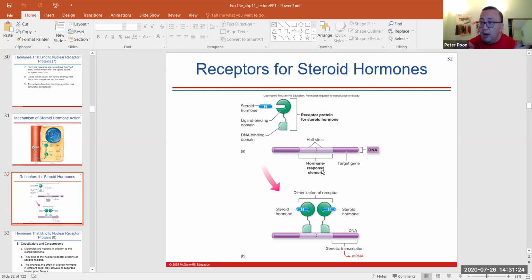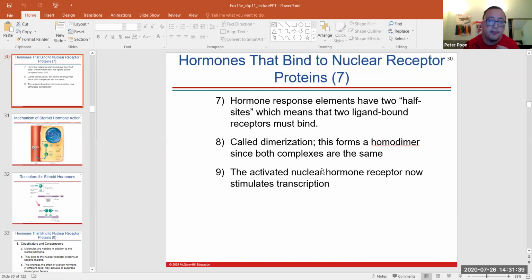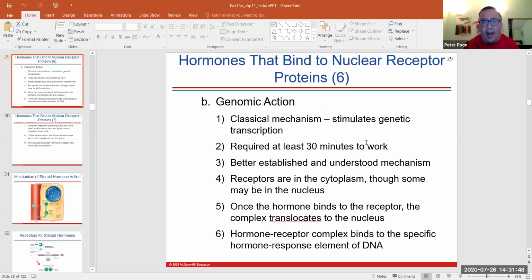That part is less relevant to the hormone. The fact that your gene expression profile changes is what steroid hormones do. And therefore, that takes time. That's why it requires 30 minutes to work and stuff like that. Your gene expression profile has to change.